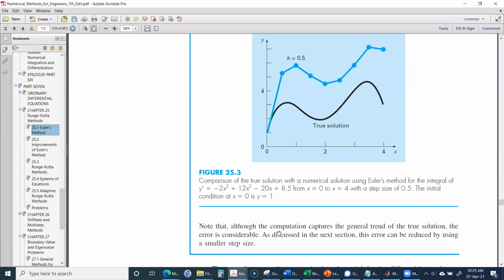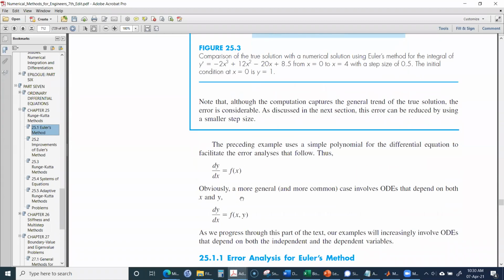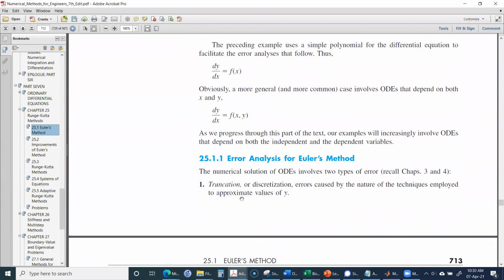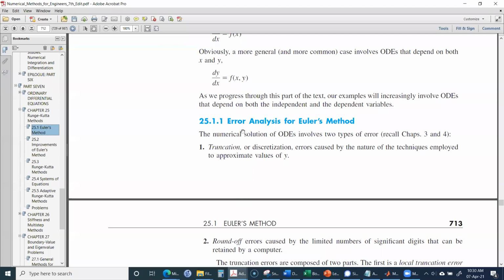Note that although the computation captures the general trend of the true solution, the error is considerable. This error can be reduced by using a smaller step size. Okay, so let's see how we can reduce it, but that we will see later on. First, let's do the error analysis for Euler's method.